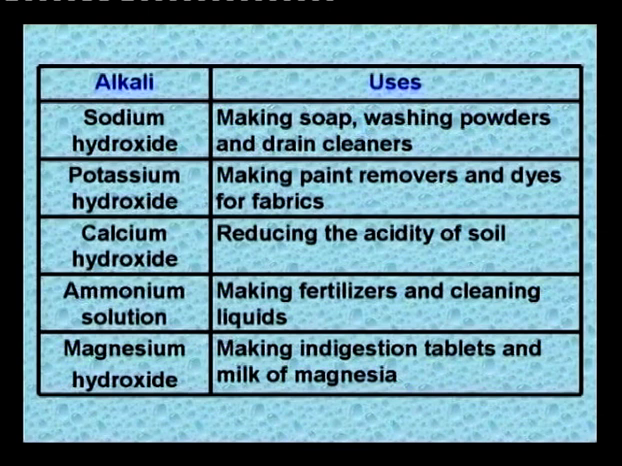Potassium hydroxide is also another base. It is used for making paint removers and dyes for fabrics. Calcium hydroxide is used for reducing the acidity of soil. Ammonium solution is used to make fertilizers and cleaning liquids. Magnesium hydroxide is used for making indigestion tablets and milk of magnesia.